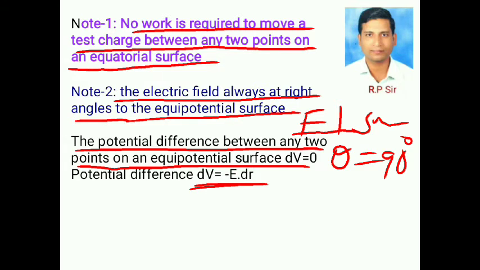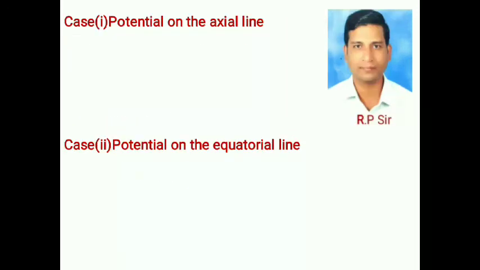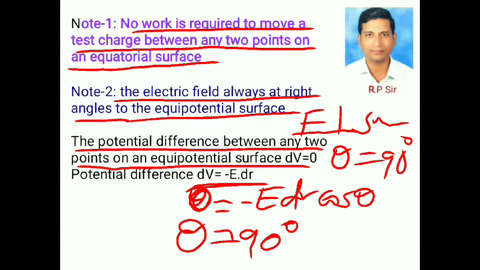Here, as we know, dV is equal to 0, and minus E dr cos theta equals 0. Therefore, theta equals 90 degrees.